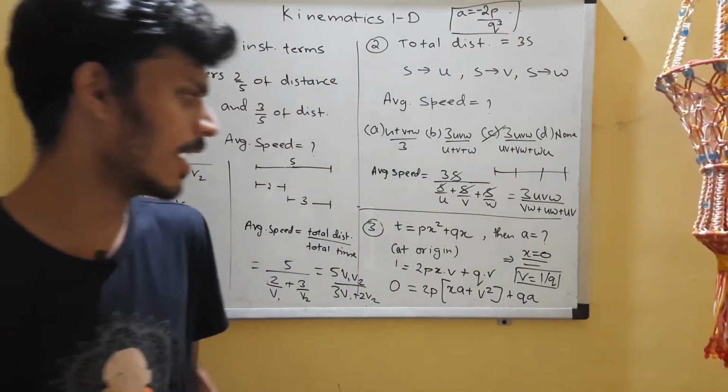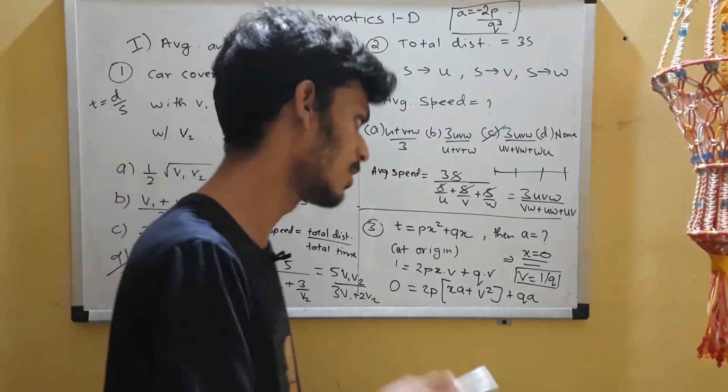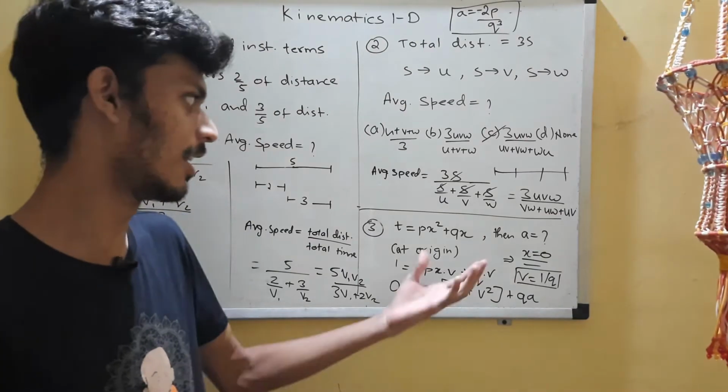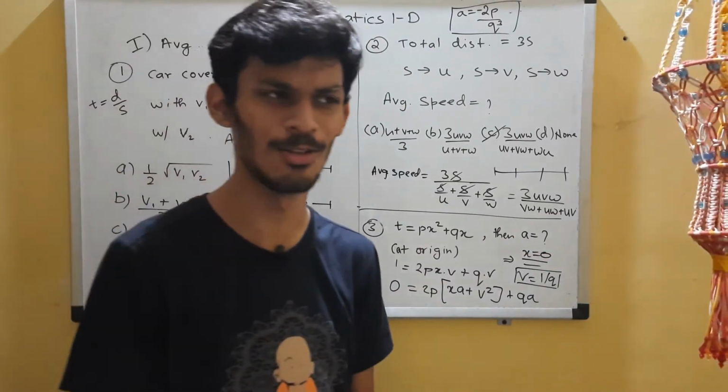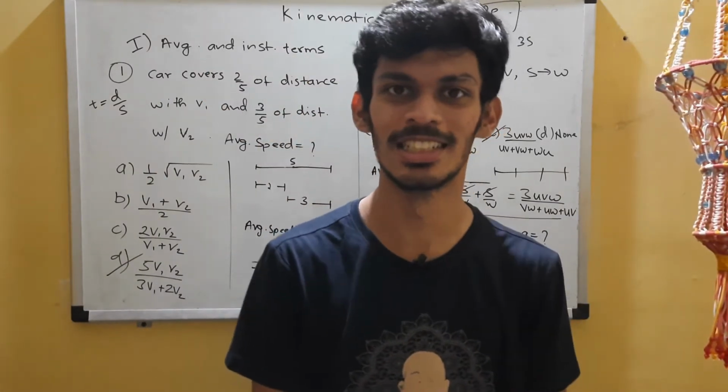Okay, I hope you were able to follow. We just differentiated it twice, substituted the value of x as 0, found the velocity at the origin, found the acceleration at the origin, and that was what we were supposed to find over here. Okay, so I hope this is very simple. Let's move to the next topic now.